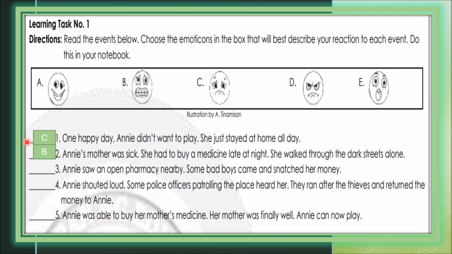Then number 3, Annie saw an open pharmacy nearby. Then some bad boys came and snatched her money. So what is the first reaction for this? Okay, nabigla ka. Surprise. Then, sa number 4, Annie shouted loud. So, what is your feeling when you shout loud? Like that. So, you are angry. Letter D. Nagagalit ka na. So, number 5, of course, when your mother is well and you finally can play now, what is your feeling? You're happy. Okay? Good, children.